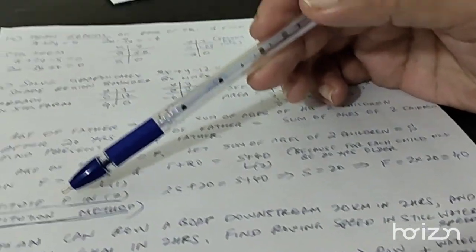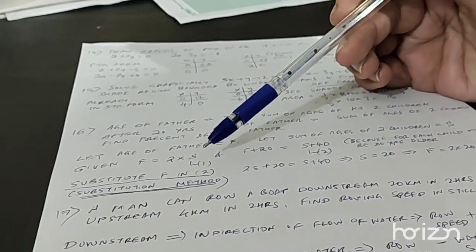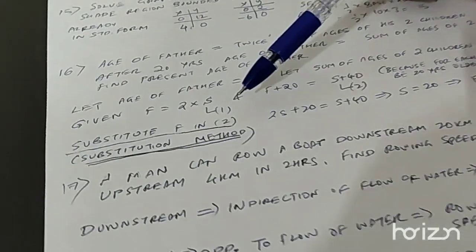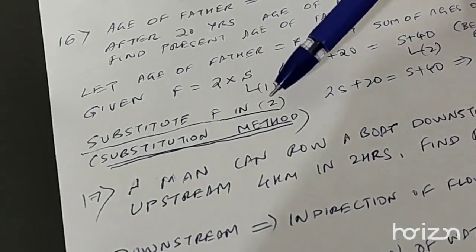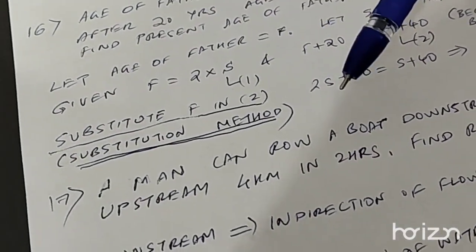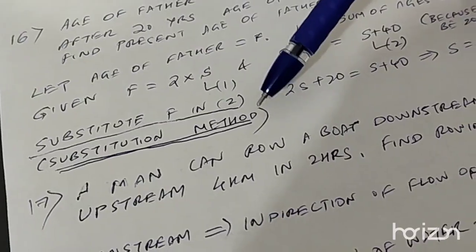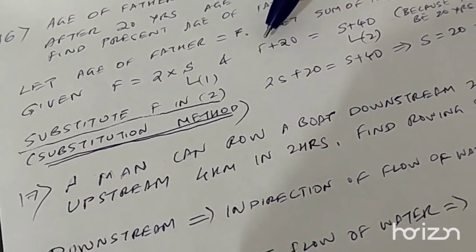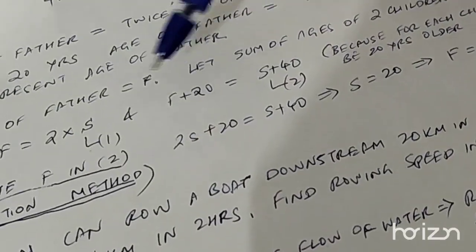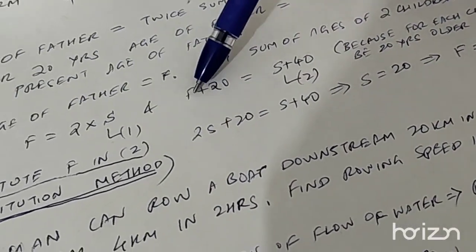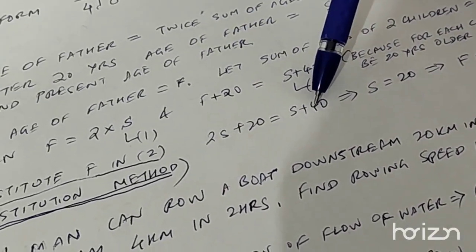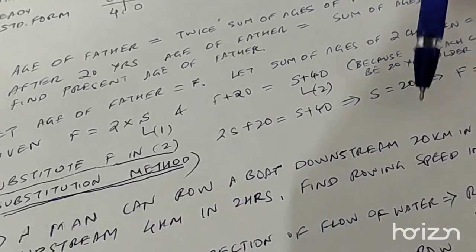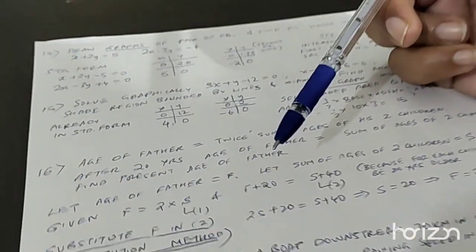So here, friends, we are using the substitution method. Please remember, the linear equations can be solved using one method called substitution method and another method called elimination method. Substitution method is where you take a variable and substitute it in the second equation. Here we have substituted for f in the second equation, and we have got a single equation which depends on s, and we are able to solve it. This is the substitution method.